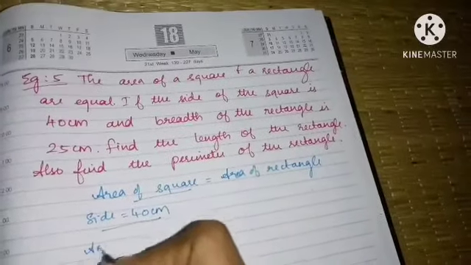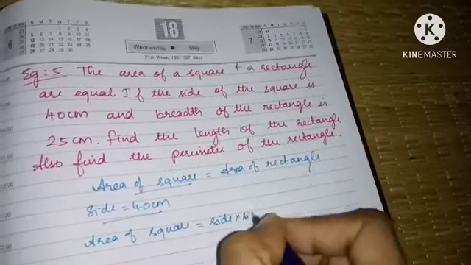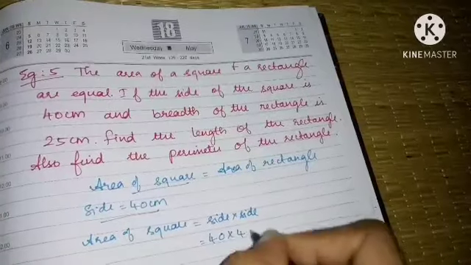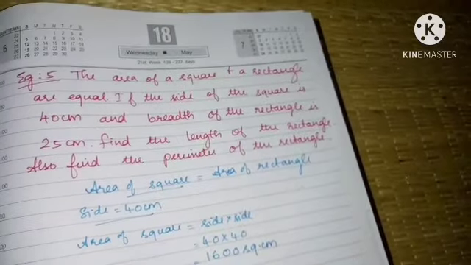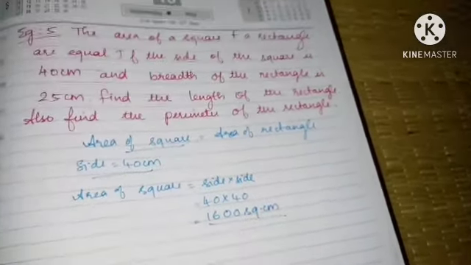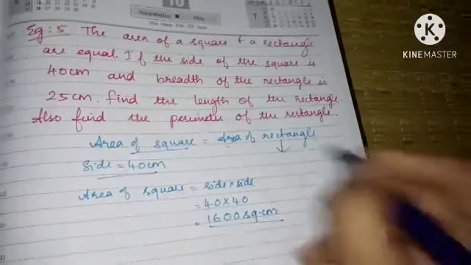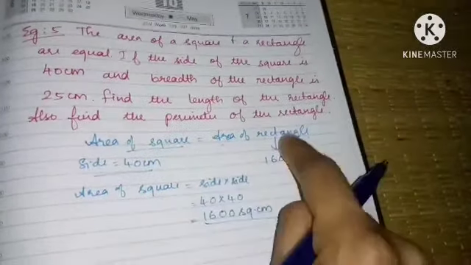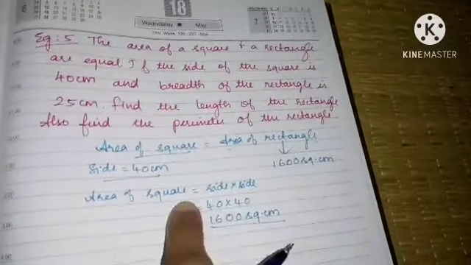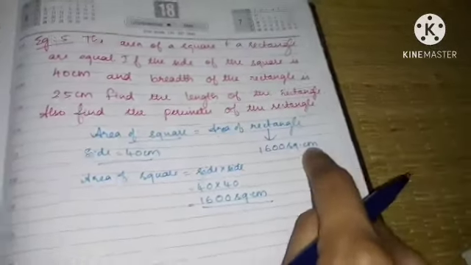Yes. So area of square is equal to side into side, correct? 40 into 40, 4 4s are 16, so 1600 square centimeter. So the area of the square is 1600 square centimeter. What is the area of the rectangle now? 1600 square centimeter, because here the area of the square is equal to the area of the rectangle. So the area of the rectangle is also 1600 square centimeter.